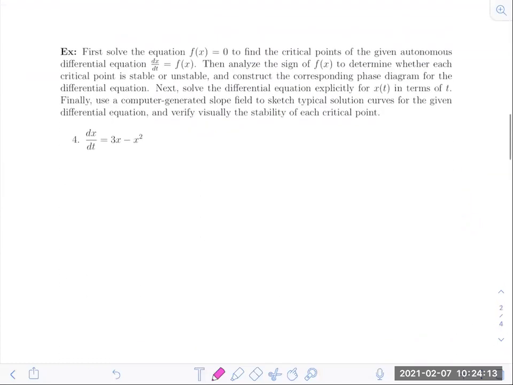All right, so now we're just going to move forward with several examples here, and we have quite a hefty set of directions here. So for these examples, solve the equation f of x equals 0 to find the critical points. Then analyze the sign of f of x to determine whether the critical point is stable, unstable, or semi-stable, as it may be, and construct the corresponding phase diagram.